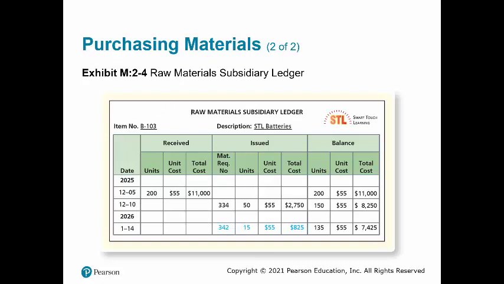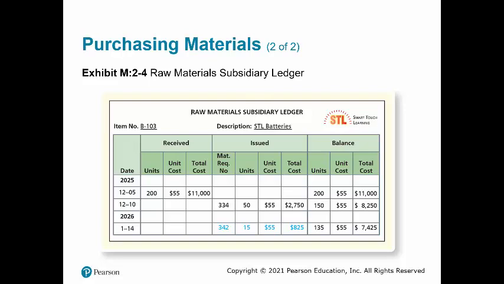This slide shows a raw materials subsidiary ledger just for Smart Touch Learning's batteries. As the batteries are purchased, they're going to be recorded in the columns that show received, and as they are issued into production, they are going to be in the columns under issued. Then we have a column that keeps up with the balance in the inventory accounts at any particular time after they've either been purchased or issued into production.